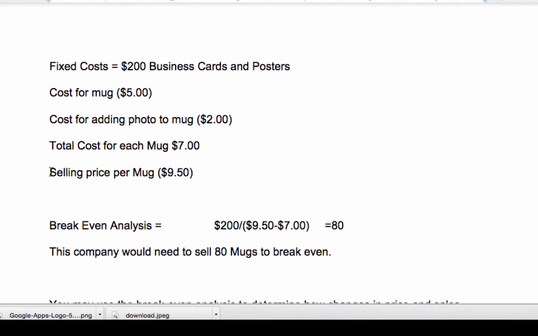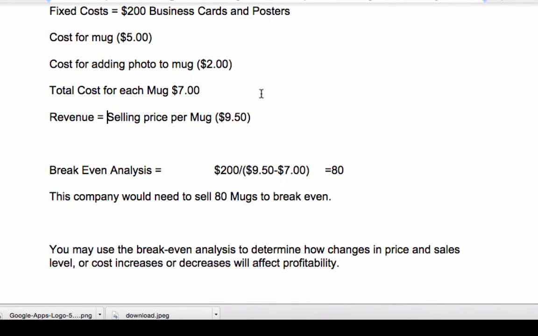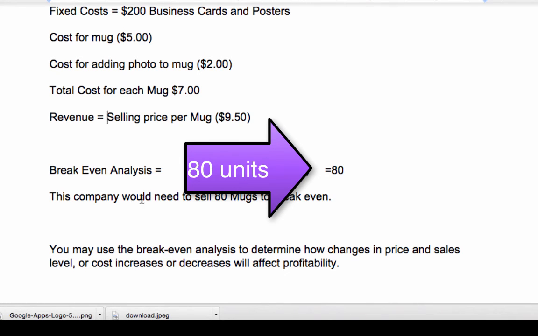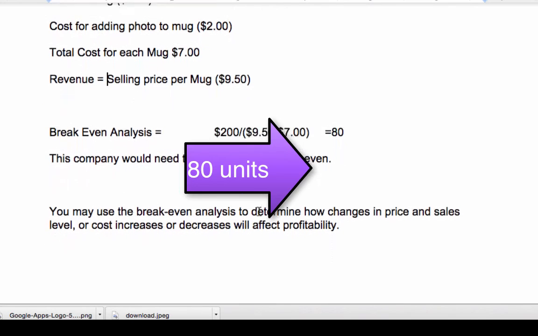So here's where the revenue comes in. Remember, revenue is your sales. So if you're selling each mug for $9.50, let's put all of these variables into our break-even analysis. So our fixed cost was $200. We're going to divide it by our revenue minus our variable costs. So $9.50 minus 7. You're going to do that first because remember BEDMAS. You do brackets first. And then you're going to go 200 divided by that. And you're going to get 80. So this company is going to need to sell 80 mugs to break even.